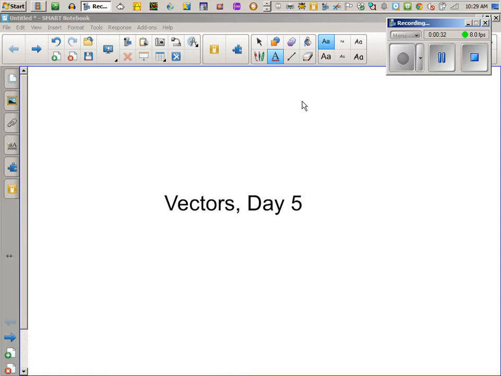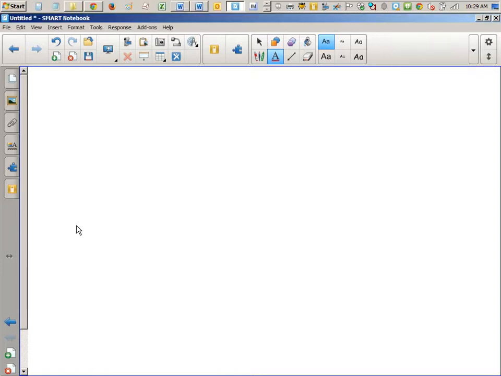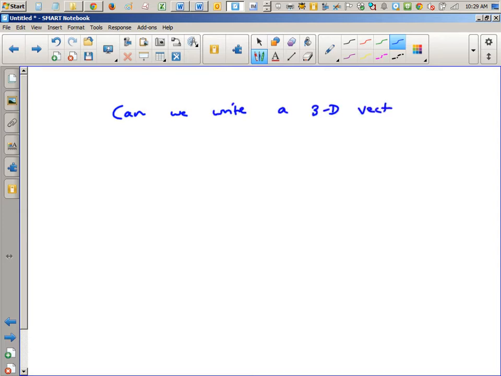Okay, so the first question is, let's just write right in the question. Can we write a 3D vector in polar form? That's the question of the day.